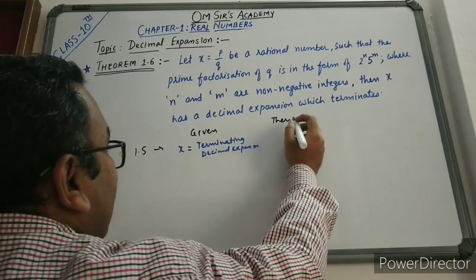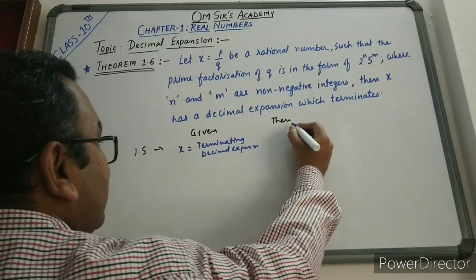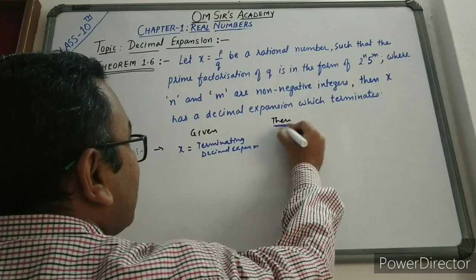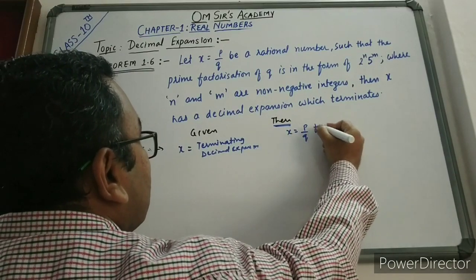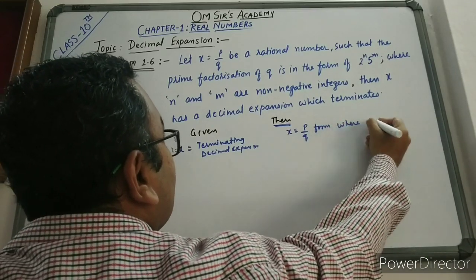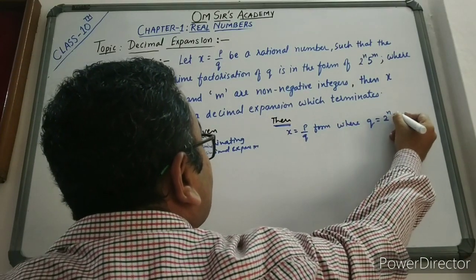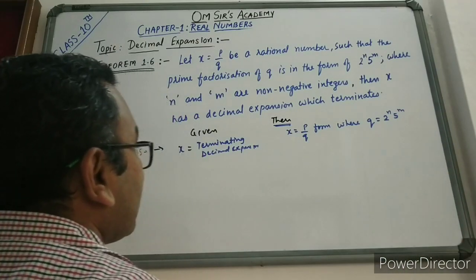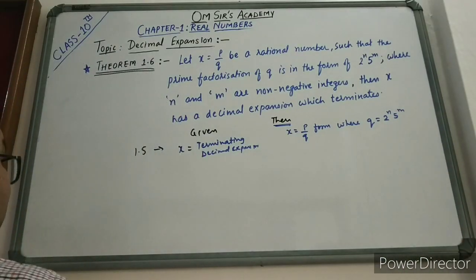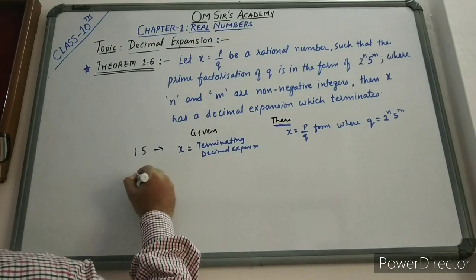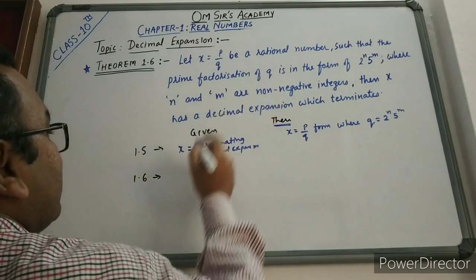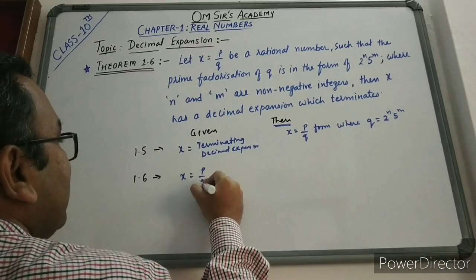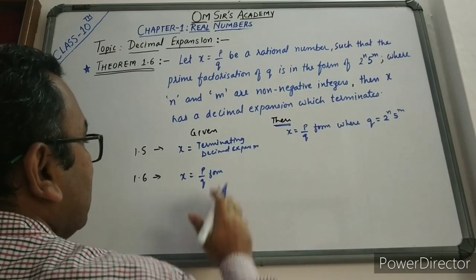तो फिर x कैन बी एक्सप्रेस्ड इन द फॉर्म ऑफ p by q, यहाँ पे x को p by q फॉर्म में एक्सप्रेस किया जा सकता था, ओके, वेयर q was in the form of 2 raised to n and 5 raised to m. Is it clear? And theorem number 1.6 में क्या कहा है? What is given in 1.6? That if x is equal to p by q form, मतलब x यहाँ पे p by q form में already है. Is it clear?